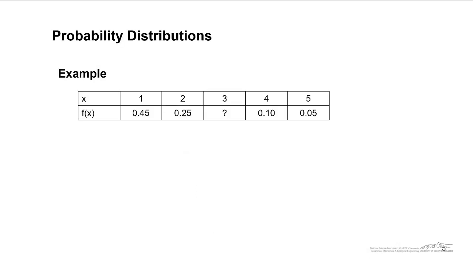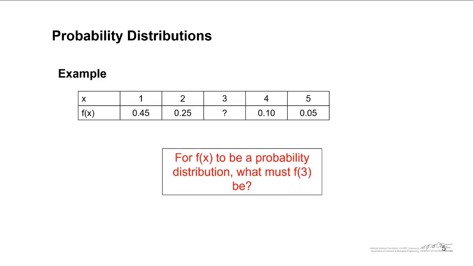So I've got an example here. We have x ranging from 1 to 5, 1, 2, 3, 4, 5, and we have the probability distribution lowercase f as shown in the lower row here. So I have a question for you. For f of x to be a probability distribution, what must f of 3 be? In order for this to be a probability distribution, the sum of all f of xi's has to equal 1. And in that case, this has to be 0.15.